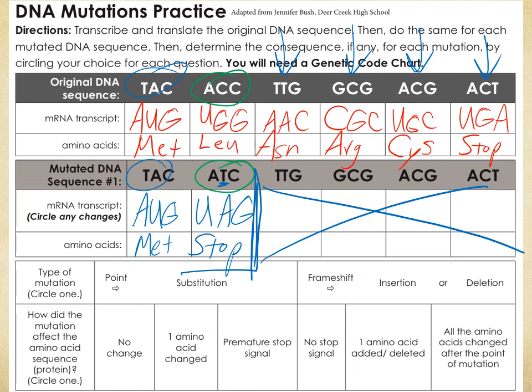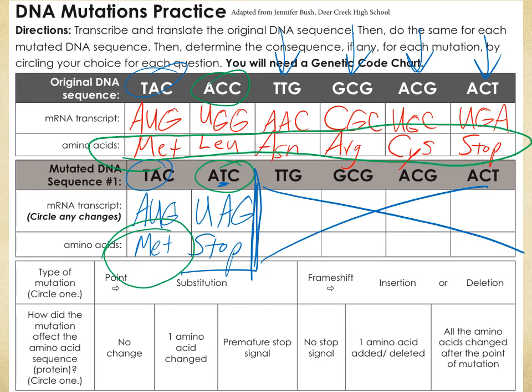So now instead of having a 6 amino acid protein that's normally able to do its job, we've got a 1 amino acid protein that got stopped way too soon, and it's going to be pretty useless for any part of the cell that needs to actually do something. So you can see small changes have big effects.